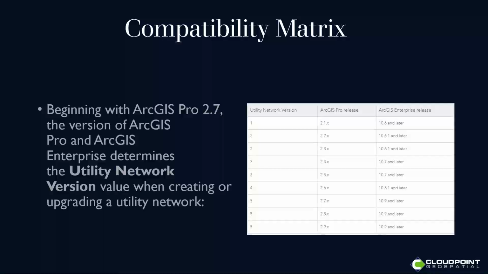So if you have Enterprise 10.8.1 installed, then you will have to use Pro 2.6, which will place you in an older version of the utility network. This is important to note because in our planning phase, we decided to go ahead with implementing the utility network version 4. And when we upgraded to 10.9.1, we had to migrate to a new asset package, which had major changes. So we'll have more on that later.